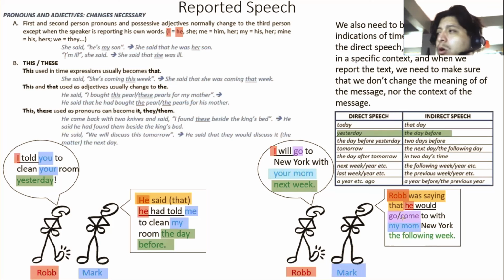Rob was saying that he would come or go to New York the following week. Aquí, como dijo, el the next week es la semana que entra, la semana siguiente. Pero ¿qué tal que esto pues ya no es la semana que entra? Esto ya lo estoy contando yo un mes después. Él dijo que vendría a Nueva York con mi mamá la semana siguiente, la semana siguiente a que me lo dijo. Yo ahora estoy en Nueva York, entonces por eso digo vendría, y digo la semana siguiente porque aquí lo teníamos, next week o lo que sea, se cambia a the following week or year o lo que sea. ¿Para qué? Para que se siga entendiendo el sentido de la oración.